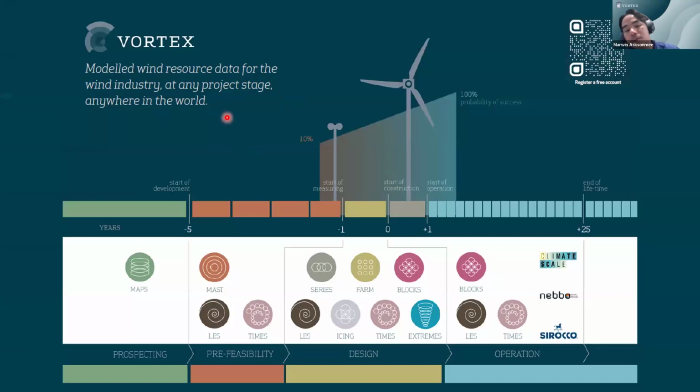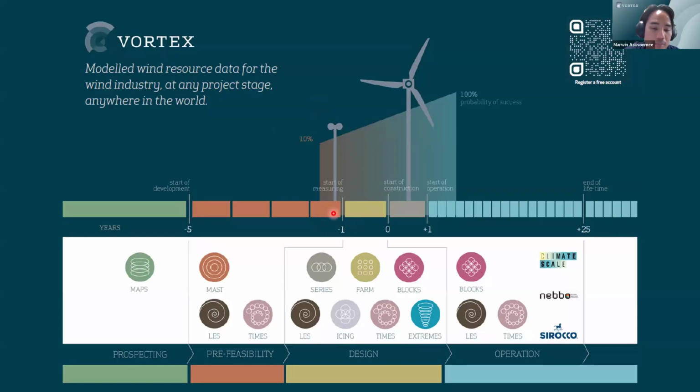With Vortex, our objective is to make a new solution that covers and supports wind farm development from the beginning. You can use maps for prospecting new sites, trying to pinpoint new locations, and then you can use our single point data to do pre-feasibility studies. Usually where you have no measurement, you want to cross-check some data before you put up a met mast, so you launch some series and cross-check whether it is good enough. Afterward, you will have a met mast for up to 1 year.